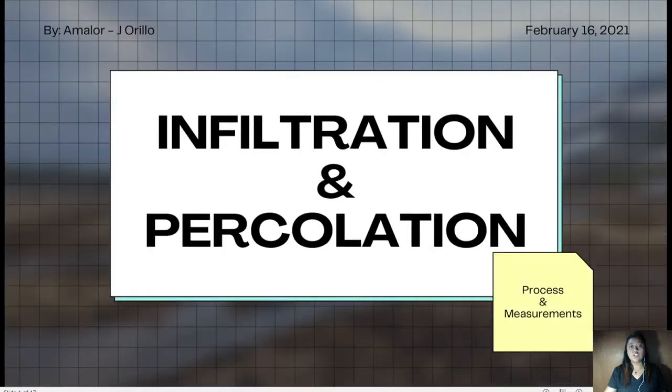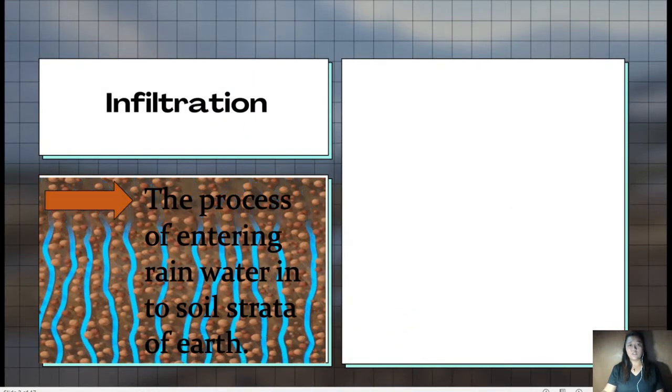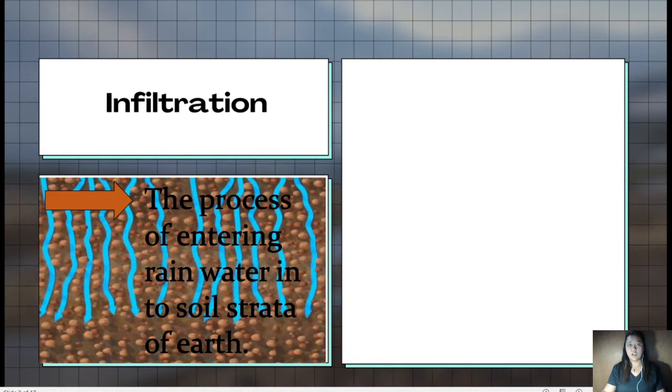So, good day everyone. I'm Amalor-J and my topic for today is about infiltration and percolation, process and measurements. Infiltration is the process of entering rainwater into the soil strata of the earth.